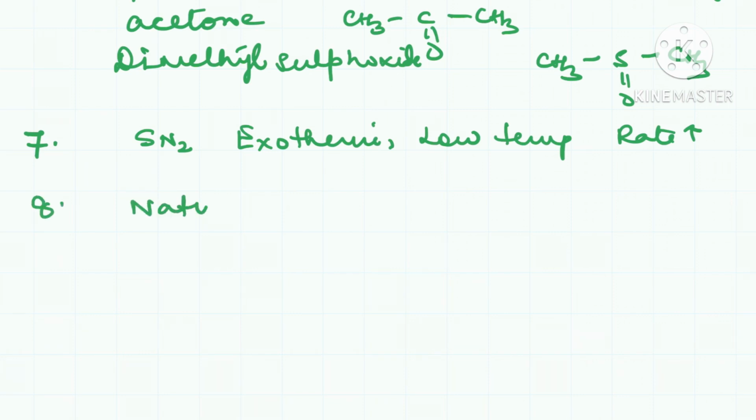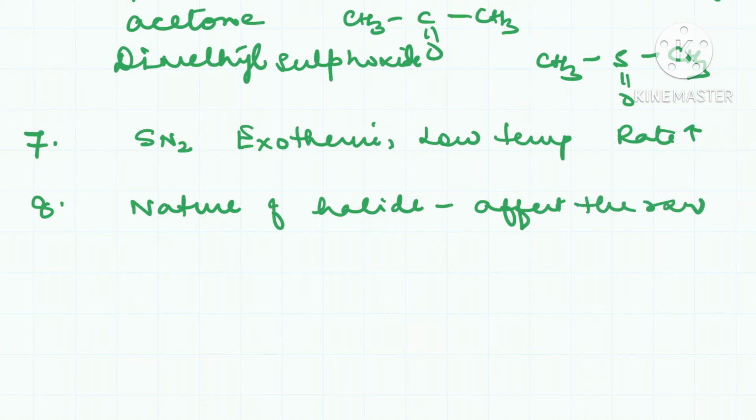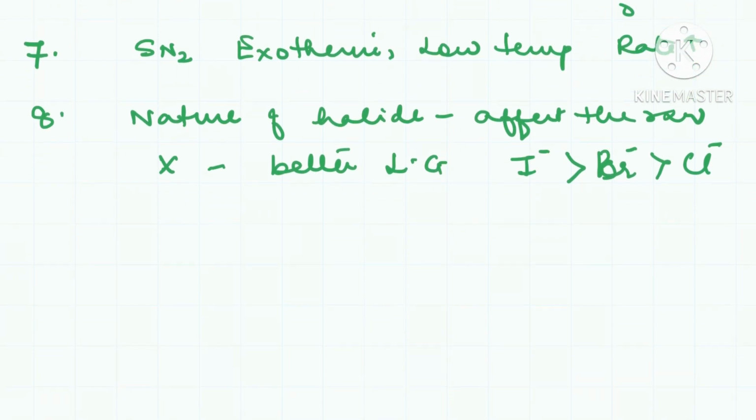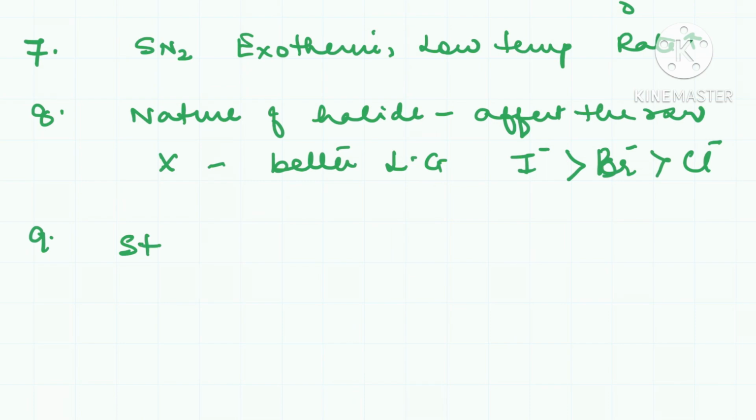Nature of the halide will govern the reaction. It will affect the reaction. In fact, this point is the same for SN1. So if X is a better leaving group, better leaving group means like I minus is big, can easily break, so this is the tendency of leaving, so the reaction will be faster. Steric factor also will affect. The more the steric hindrance, the slower the rate.